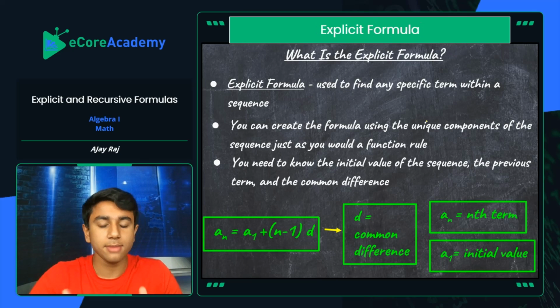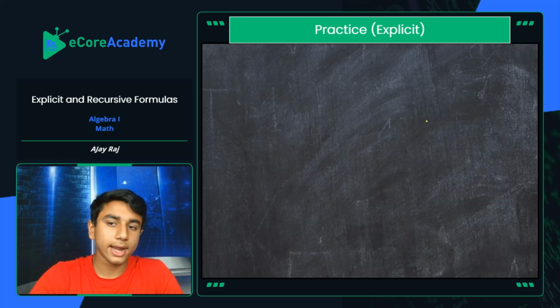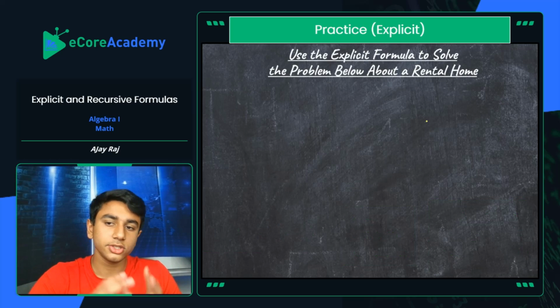It doesn't matter. It can be a of n minus 1, but it's just going to be the previous value of the term that you're looking for. So you do need the previous value as well. So let's practice this explicit formula. So let's use the explicit formula to solve the problem below about a rental home.